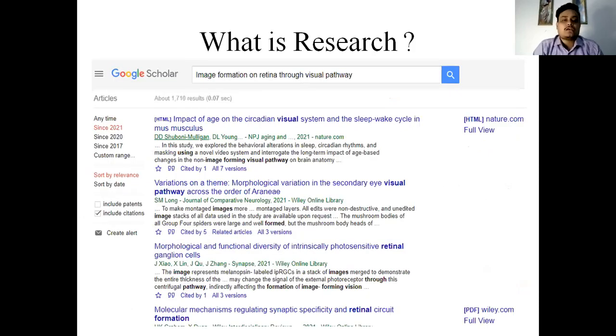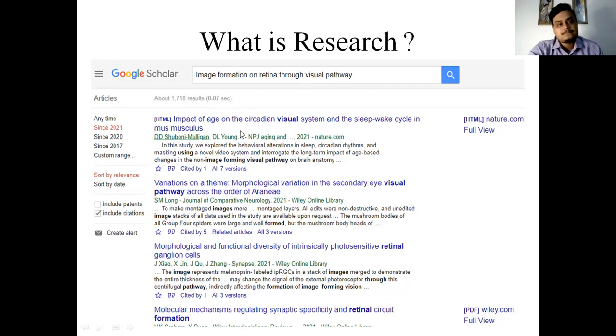The second thing is, if we want to proceed for research, we will have to Google some related articles related to that particular topic. There is a search bar here, which is Google Scholar. Google does not have research, so Google has a scholar-based search engine where you can search your particular topic. This is a very good example: if you want to know how an image is formed on the retina through the visual pathway, there are 1710 results in 0.07 seconds. Can you imagine, in the blink of an eye, a number of related research papers that have been published come to your screen in 0.07 seconds.